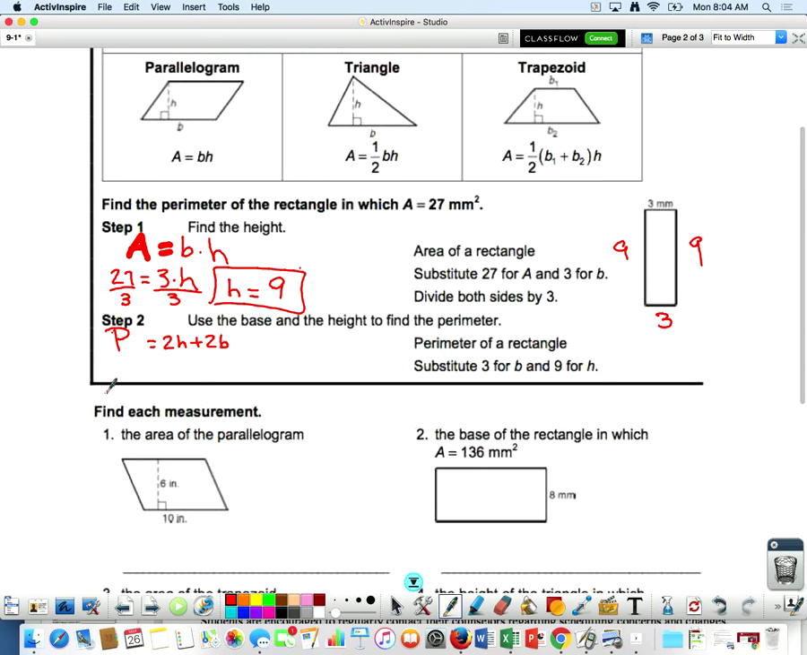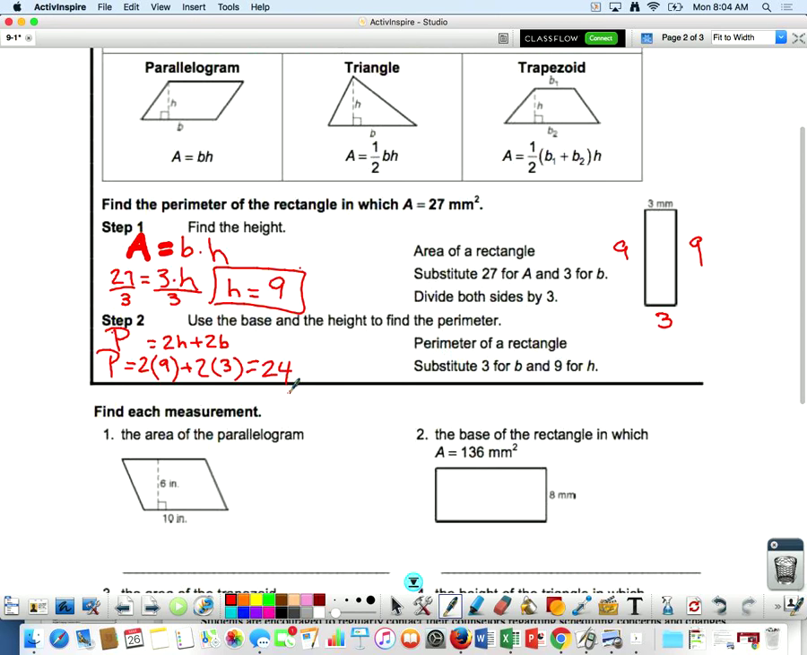Do we know the height and the base? Yeah. So, we know the height and the base. 2 times, what's the height? 9 plus, do we know the base? 3. 2 times 9 is? 18 plus 2 times 3 is? 18 plus 6 gives me? 24.